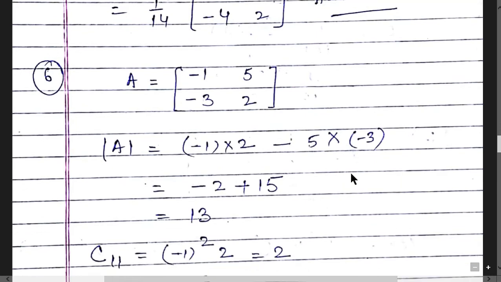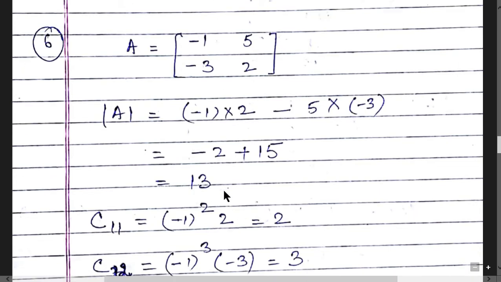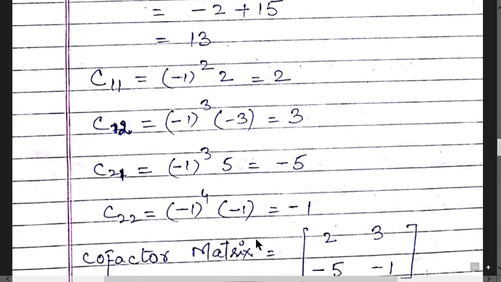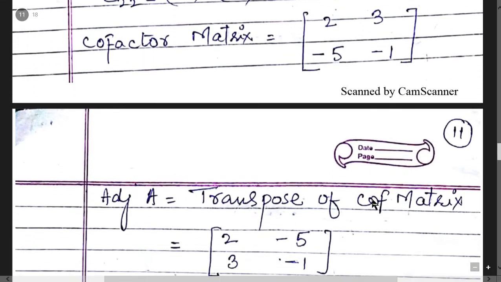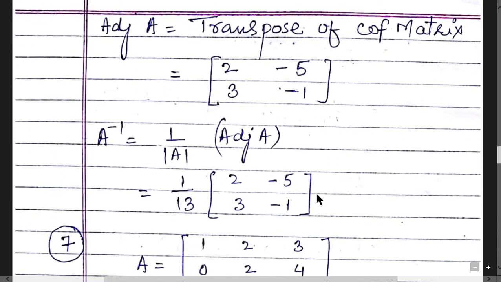Similarly in question number 6, minus 2 plus 15, it's 13. Then calculate all the cofactors. Then design the cofactor matrix. Then take the transpose of this cofactor matrix. It's the adjoint of A. Then 1 over A modulus into adjoint of A.